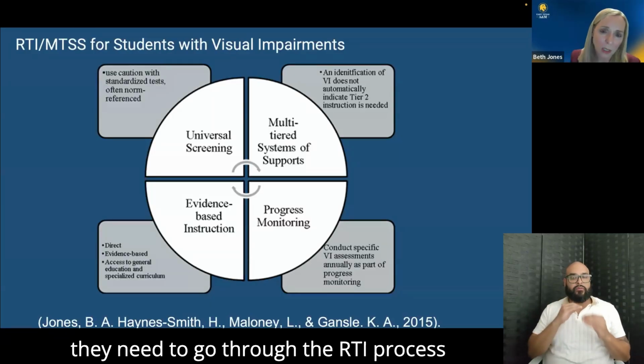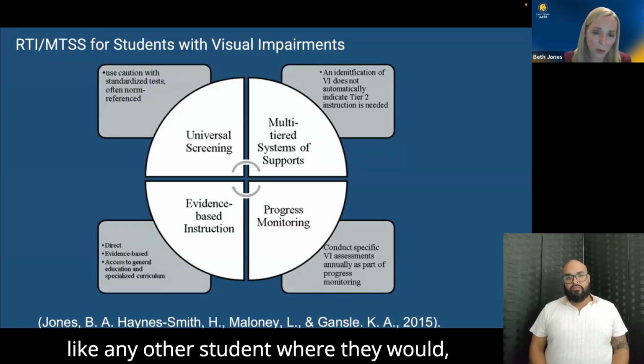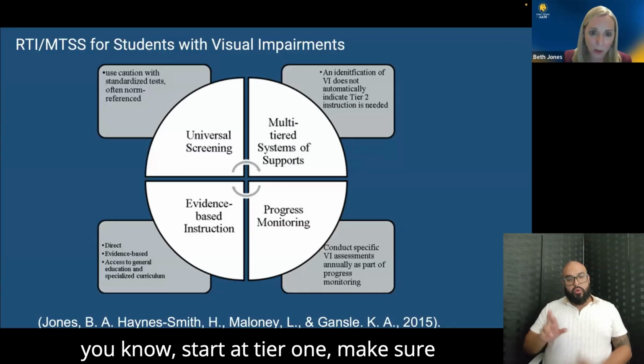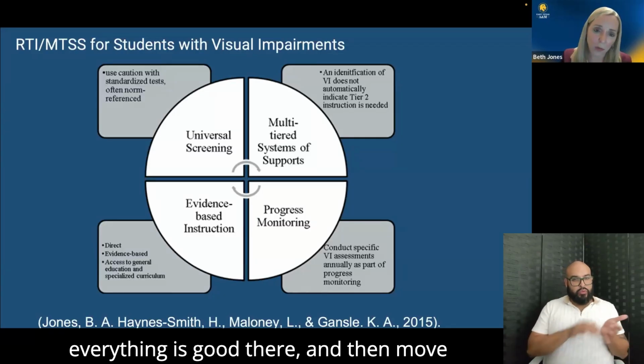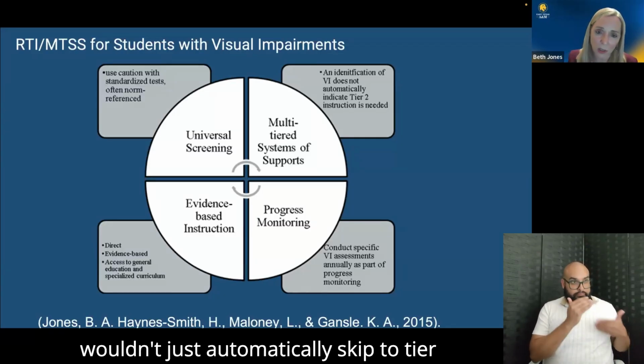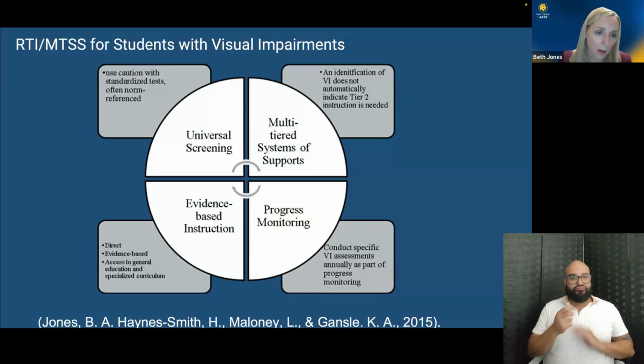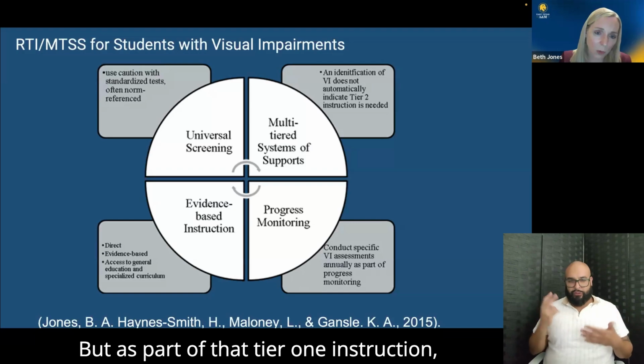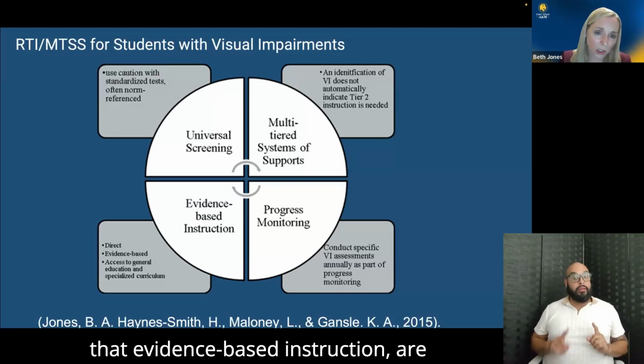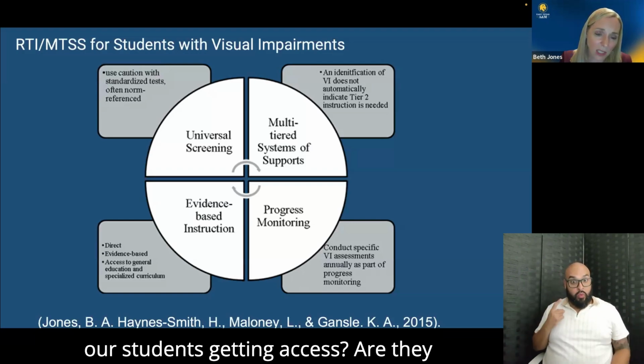So they need to go through the RTI process like any other student, where they would start at tier 1, make sure everything is good there, and then move through the tiers as everyone else. You wouldn't just automatically skip to tier 2 for these students. But as part of that tier 1 instruction, that evidence-based instruction, are our students getting access?